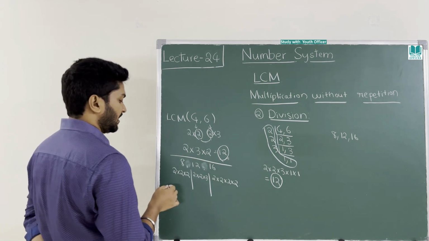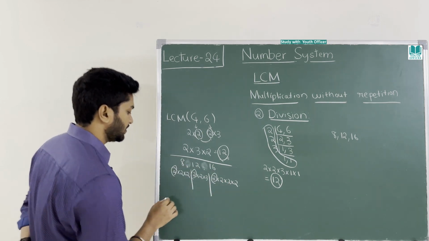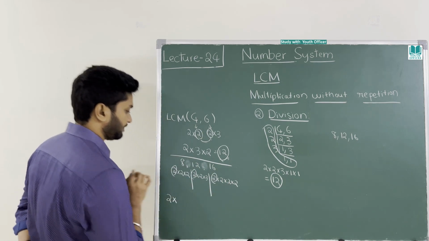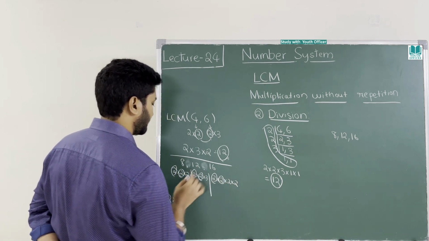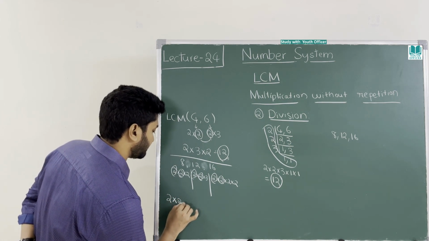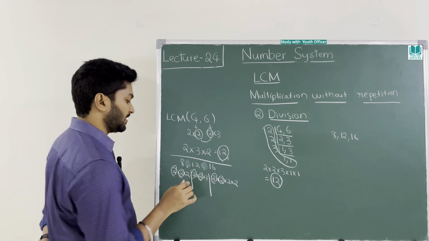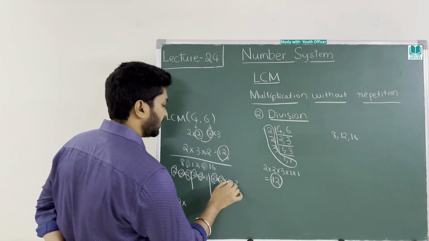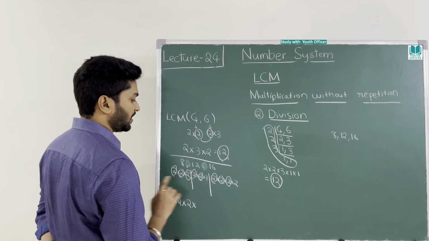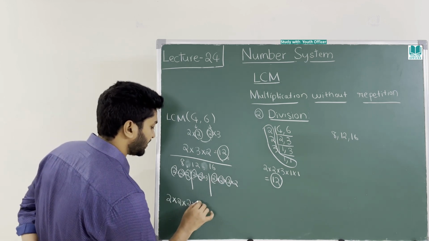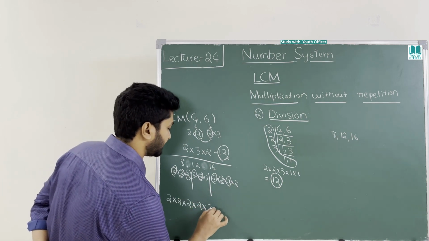2 is common among all of them, so you write it only 1 time. One more 2 is common among all of them, again you write 1 time. In between two numbers also there should not be any common. Here there is 2 common, here also common 2, so you write it only 1 time. This 2 is not repeating anywhere, you can write it only 1 time. 3 nowhere is repeating, you write 3.